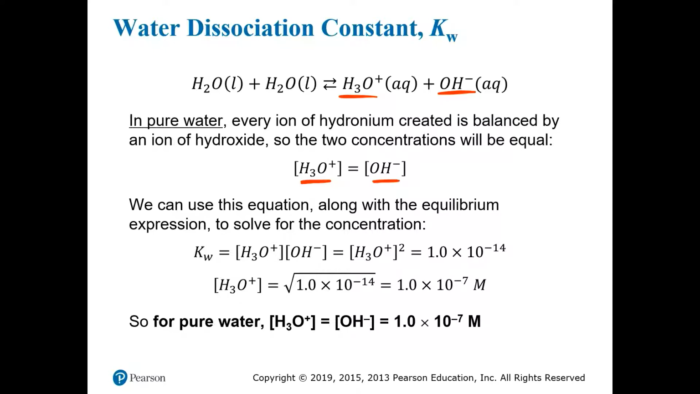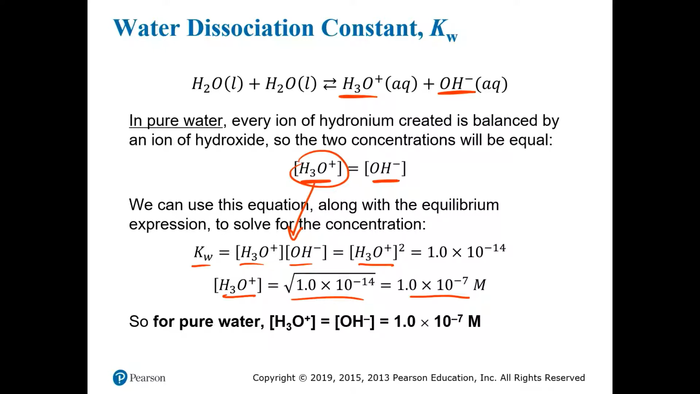Since we know that the Kw value is 1 times 10 to the minus 14, and we know that both of these concentrations are equal, we can substitute in the value of hydronium concentration for hydroxide, and then we get that Kw equals the hydronium concentration squared. Or in other words, in pure water, the hydronium concentration equals the square root of Kw, which is actually 1 times 10 to the minus 7.